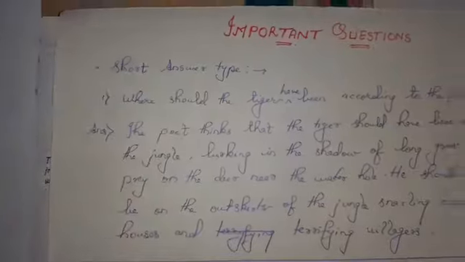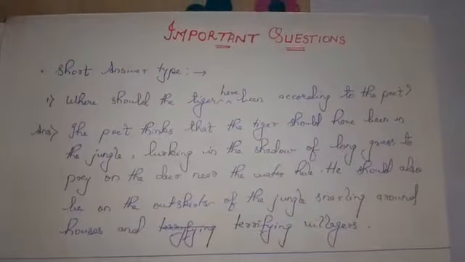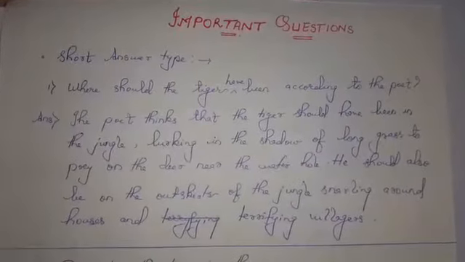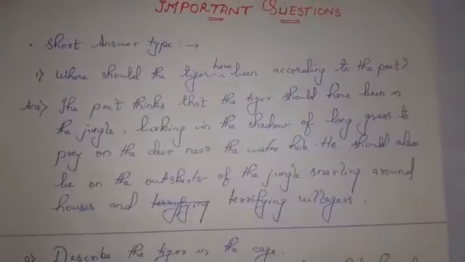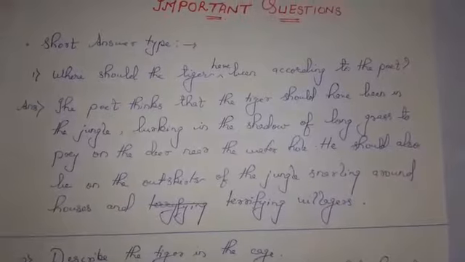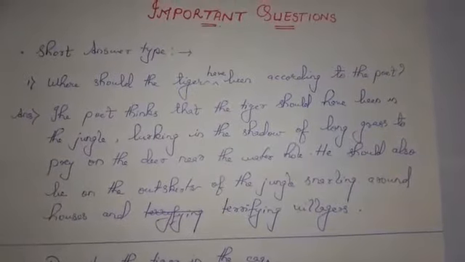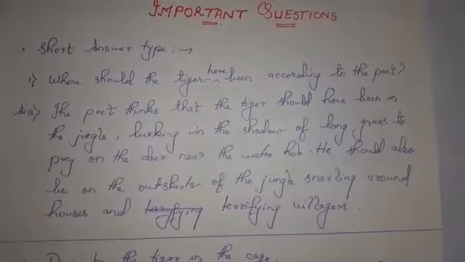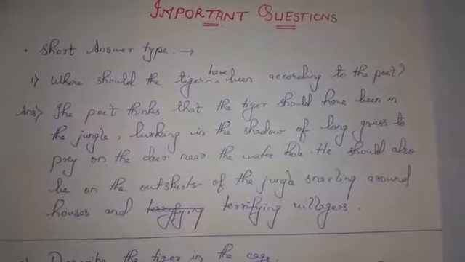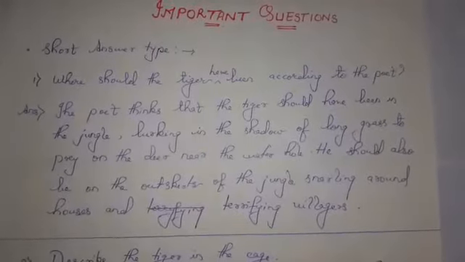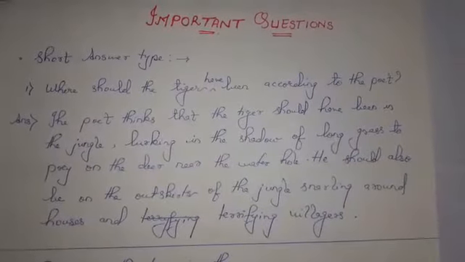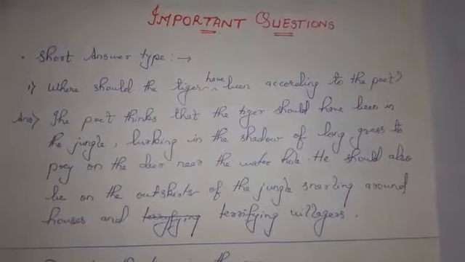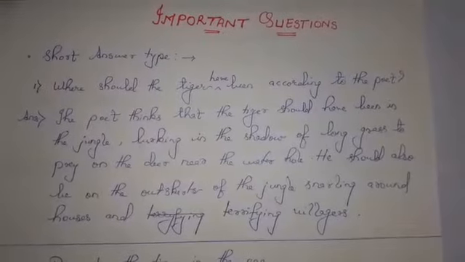Let's begin. Number 1. Short answer type questions that will come for 2 marks. Where should the tiger have been according to the poet? The poet thinks that the tiger should have been in the jungle, lurking in the shadow of long grass to prey on the deer near the water hole. He should also be on the outskirts of the jungle, snarling around houses and terrifying villagers.